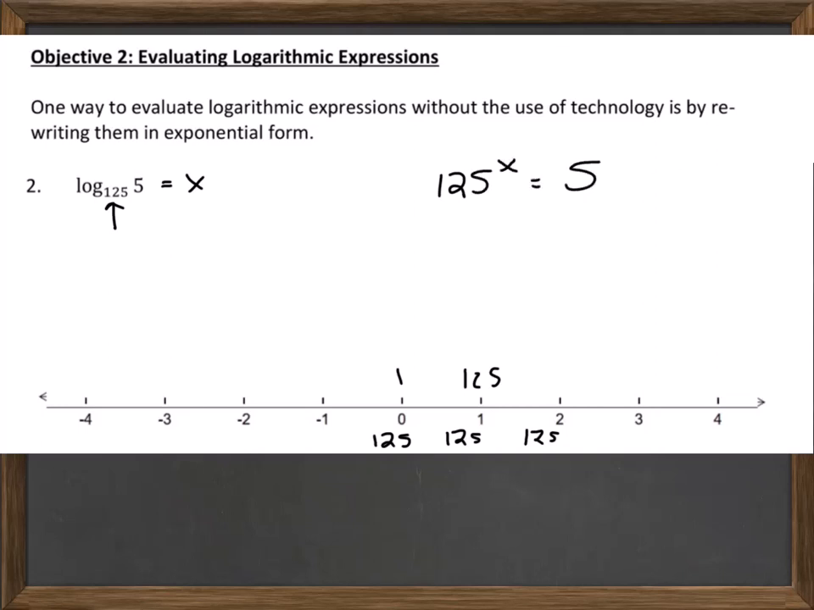Well, notice that where I'm trying to get is smaller. I'm trying to get to 5, and 125 is much larger than 5. So that means x is probably going to be a fraction, right? This is probably going to be smaller than 1. Does this remind you of anything? Well, it should remind you of something that we did in the last section, right? We learned to rewrite when we have problems like this.